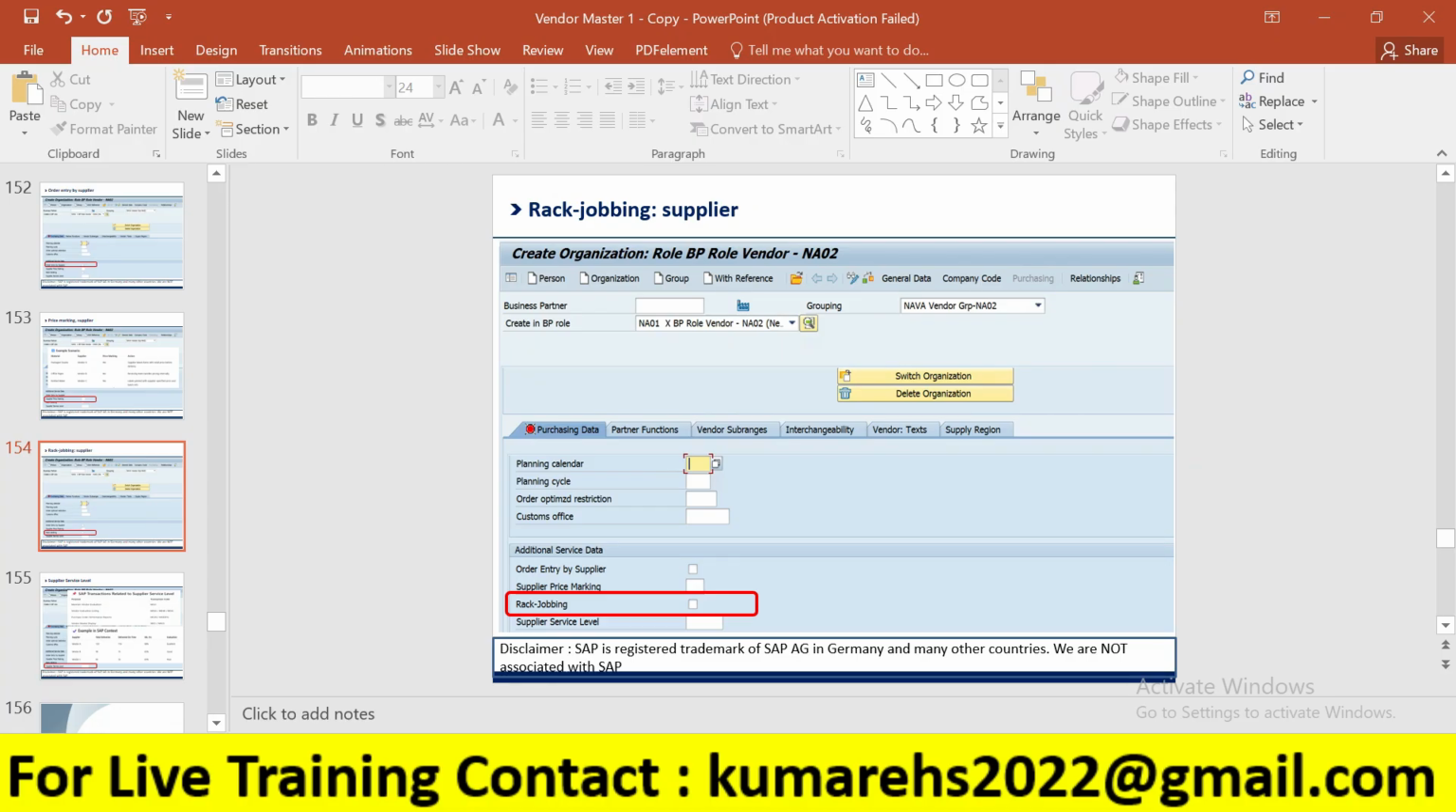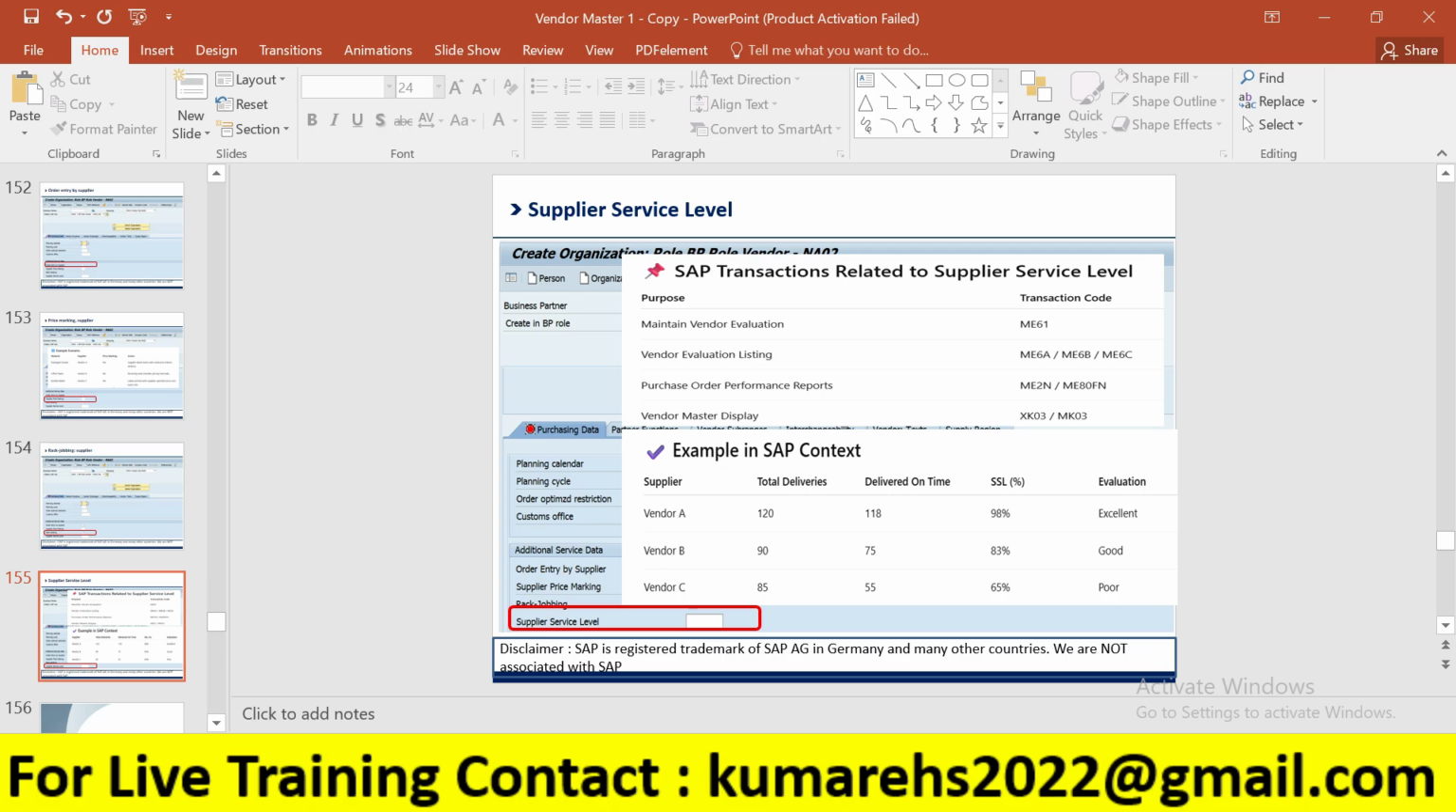So the final topic under the purchasing data: supplier service level. So what is supplier service level in SAP? Supplier service level is a performance score that indicates how consistently a supplier meets purchase order requirements. It answers: did the supplier deliver on the promised delivery date? Did they deliver the correct quantity? Did the goods pass quality checks? The score is usually expressed as a percentage.